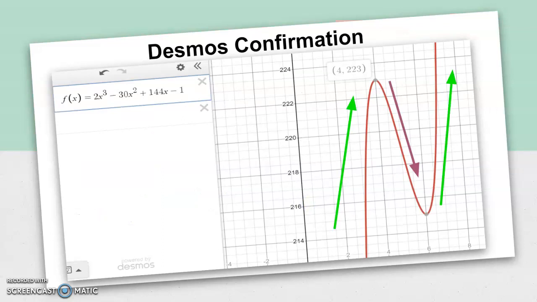This can be confirmed on our graph that we have here. It is increasing from -infinity to 4, decreasing from 4 to 6, and then increasing once again from 6 to positive infinity.